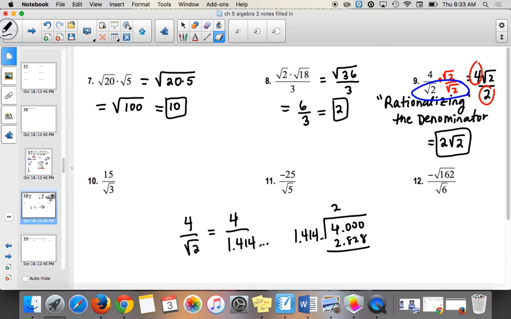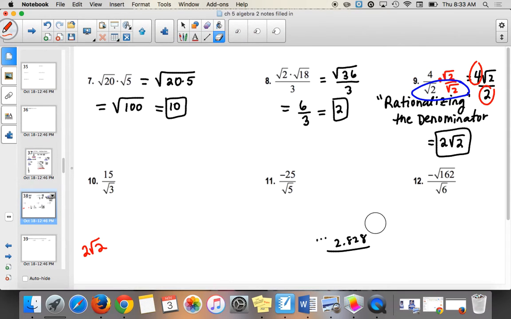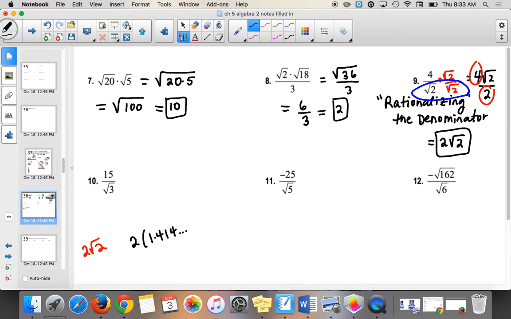All right, so 4 over root 2, we rewrote. We said it was 2 times root 2. If you know that root 2 is 1.414, dot, dot, dot, what is 2 times root 2? 2.828. Does that make sense? Can you all do that in your head? Exactly. So this is why we rationalized denominators back in the day, because we didn't have calculators and we didn't have a magical button that we could just hit for square root of 2. So it made things a lot easier when finding the approximation for that value.